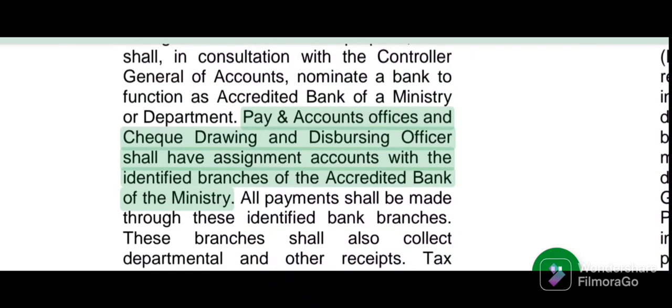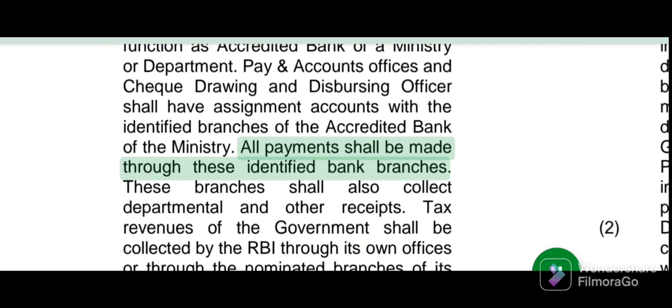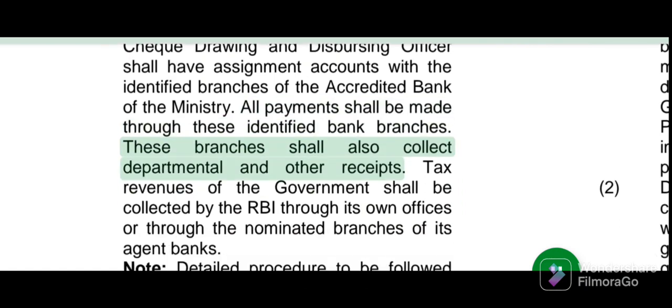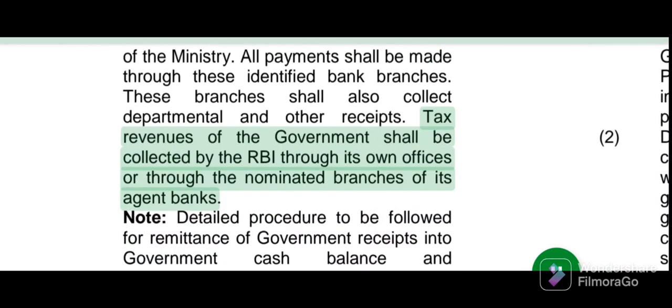Pay and accounts officers and check drawing and disbursing officers shall have assignment accounts with the identified branches of the accredited bank of the ministry. All payments shall be made through these identified bank branches. These branches shall also collect departmental and other receipts. Tax revenues of the government shall be collected by the RBI through its own offices or through the nominated branches of its agent banks.